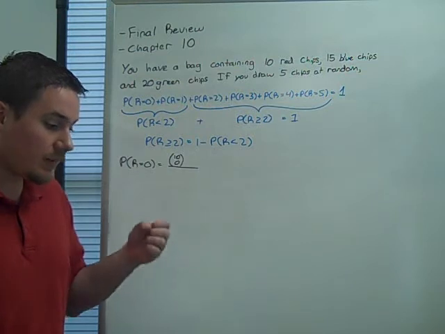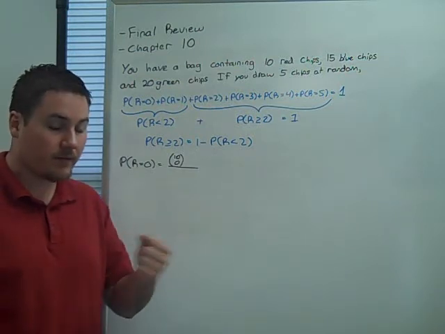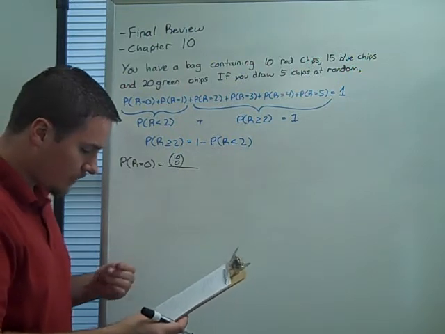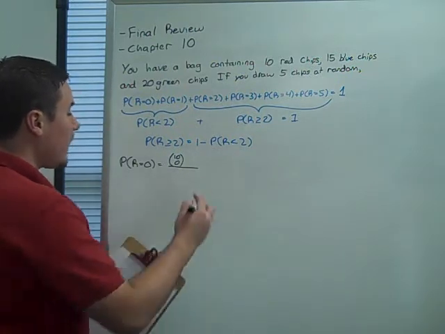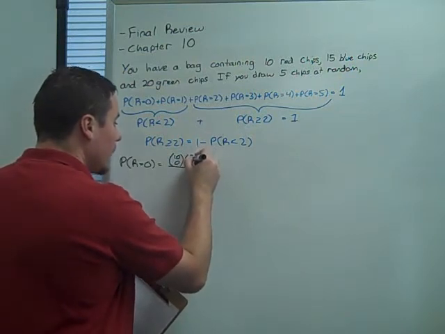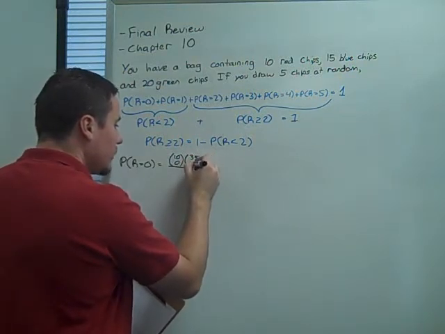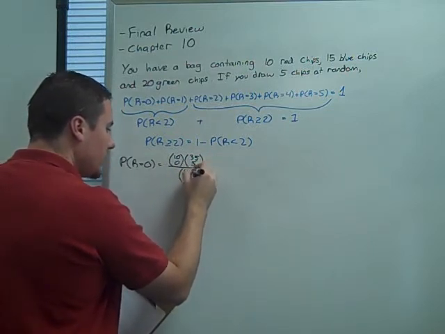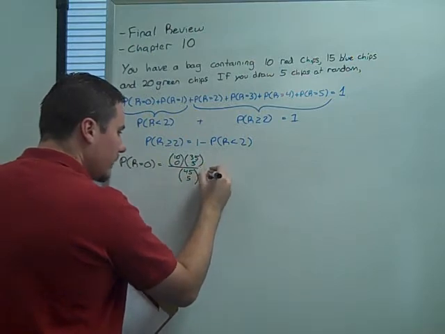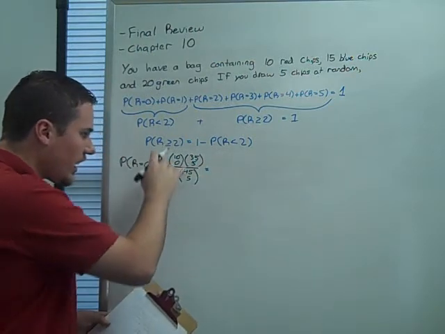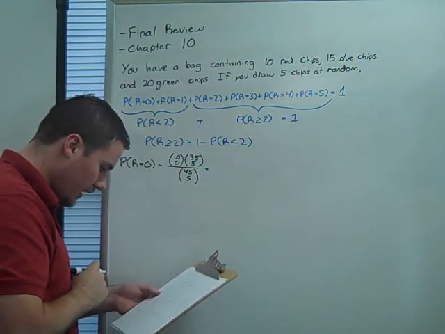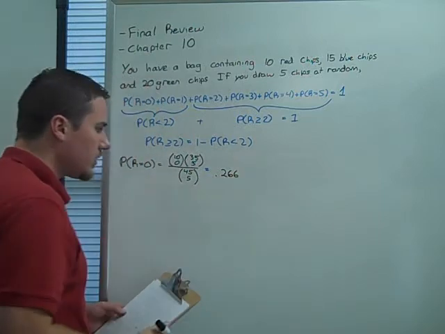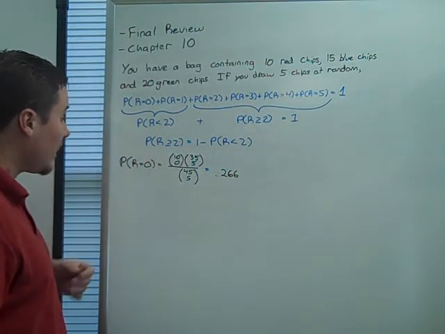Now we've taken nothing out of the bag, specifically avoiding the red chips. We want to know how many non-red chips there are. If there are 45 chips in the bag, that means there are 35 non-red chips left for me to draw from, and I'm going to choose 5 of them. My total event space is 45 chips, and I'm drawing 5 of them. If I run this calculation, ignoring the 10 choose 0 in my calculator, I get 0.266. That's about a 27% chance of getting no red.